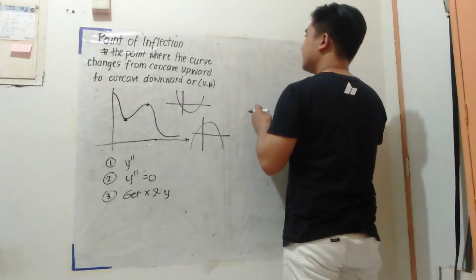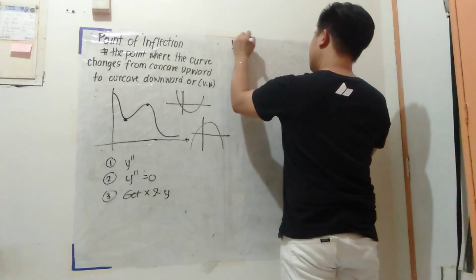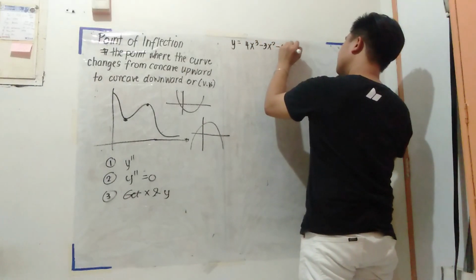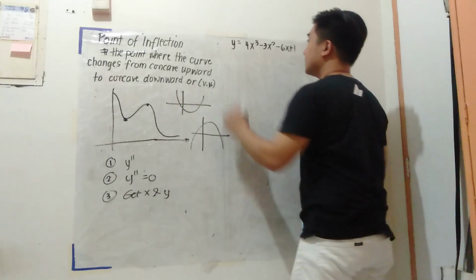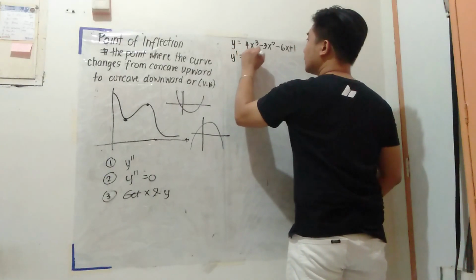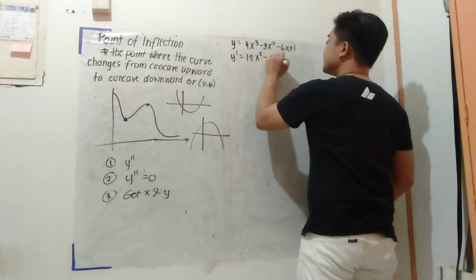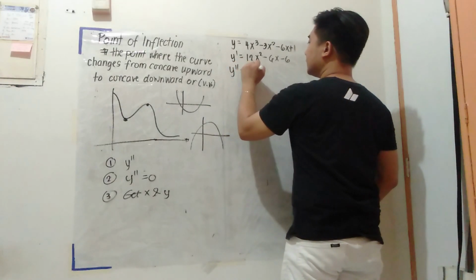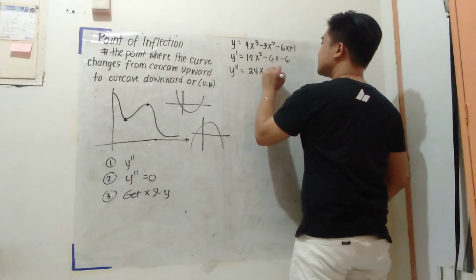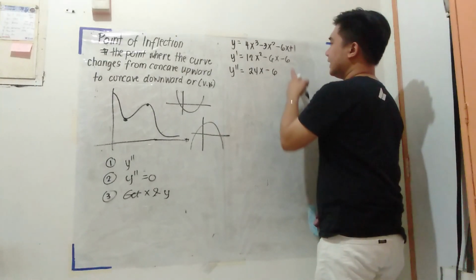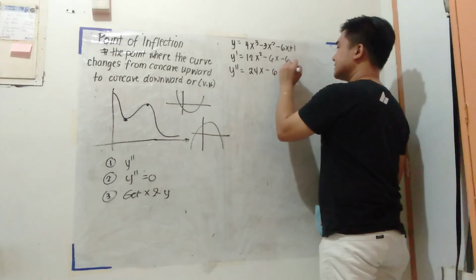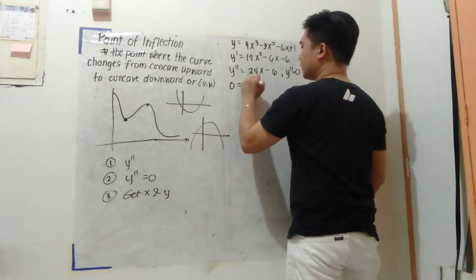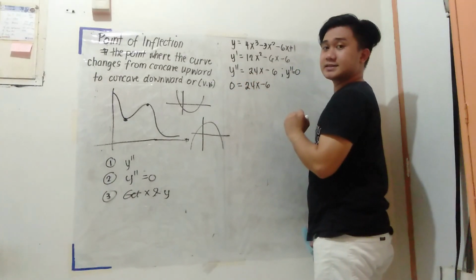So, I have here y equal to 4x cubed minus 3x squared minus 6x plus 1. Okay? So, y prime is equal to 12x squared minus 6x minus 6. Y double prime is equal to 24x minus 6. Okay? And then magzi-zero na to. So, let us set y double prime to 0. So, 0 is equal to 24x minus 6.